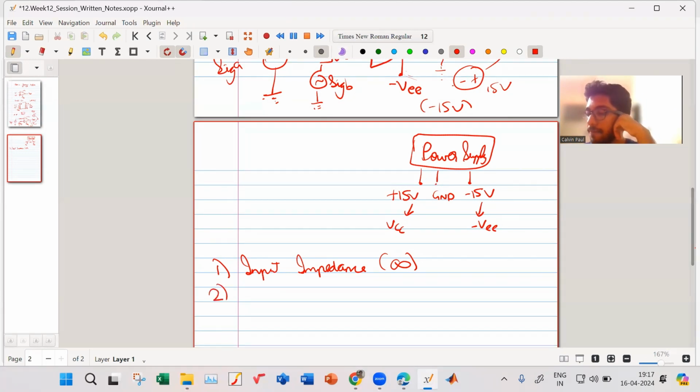What is the gain of your op-amp? So A times V1 minus V2. So your V output is A times V plus minus V minus. So this is your gain. A is your gain, right? Yes. So what is the value of this gain?